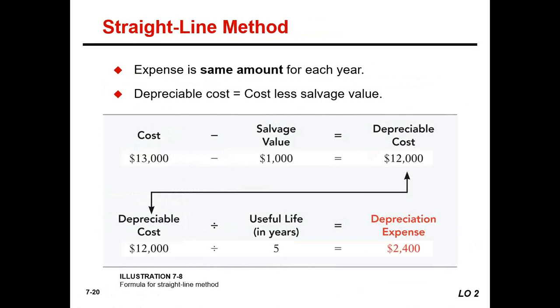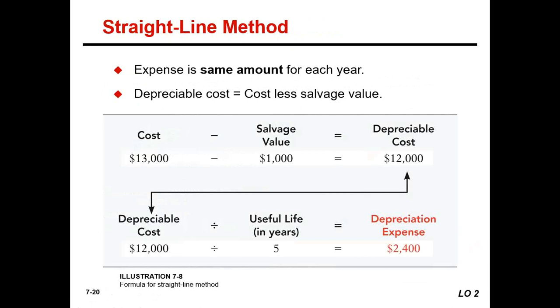Straight line depreciation is the same amount each year. The way it is calculated is to take the cost minus the salvage value divided by the life. So in this case, it would be 13,000 minus 1,000 for a depreciable cost of 12,000, divided by 5 years. So our annual depreciation expense is $2,400. It's very simple to calculate.